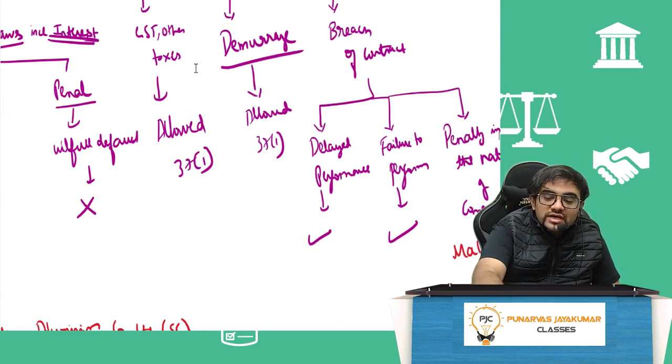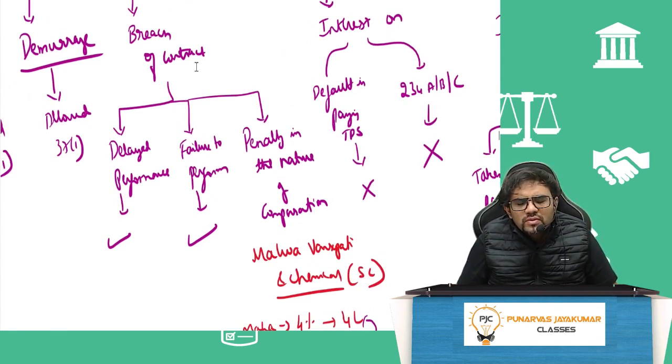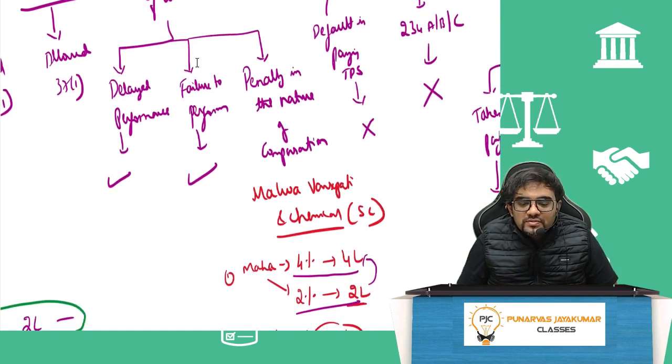Breach of a contract. If there is any breach of the contract, if it is for delayed performance, whatever amount that you have paid will be allowed. If it is failure to perform the contract, then it's a breach, and whatever amount you pay is allowed. Penalty in the nature of compensation. I told you compensatory payment. Mandava Vanaspati and Chemical, Supreme Court judgment.